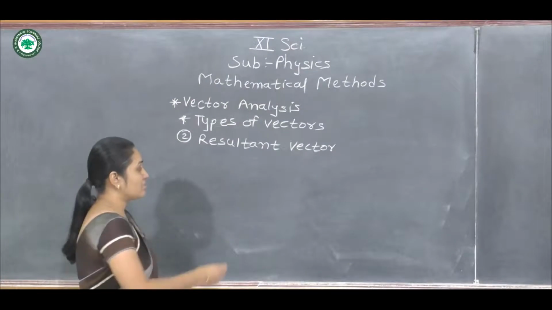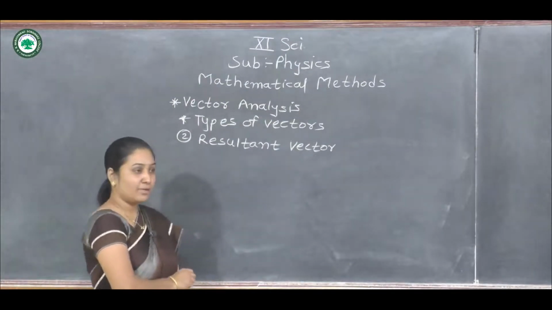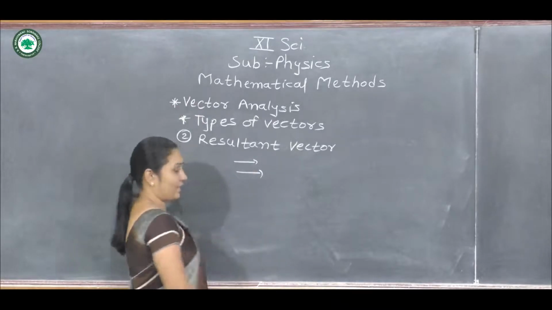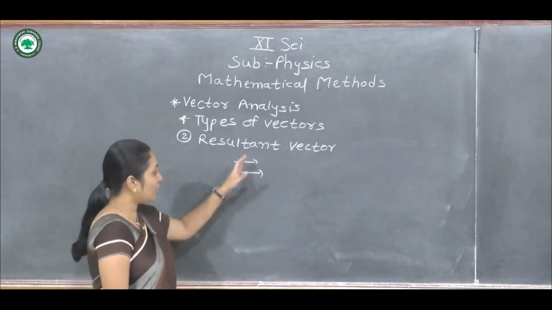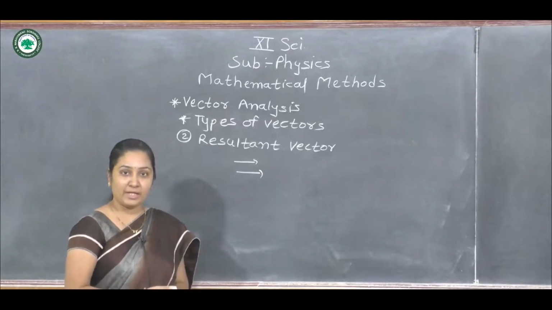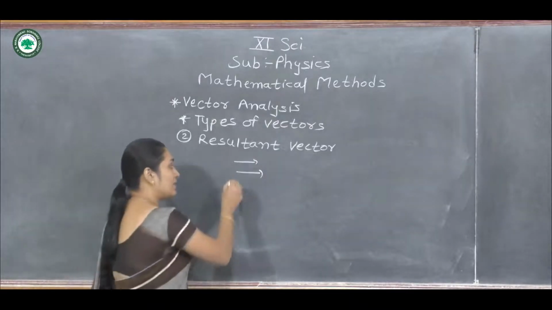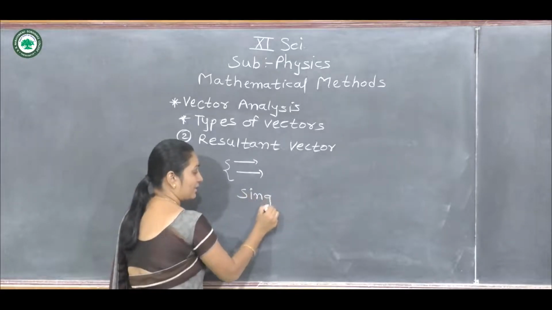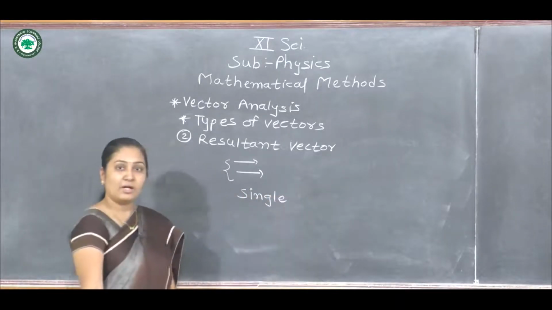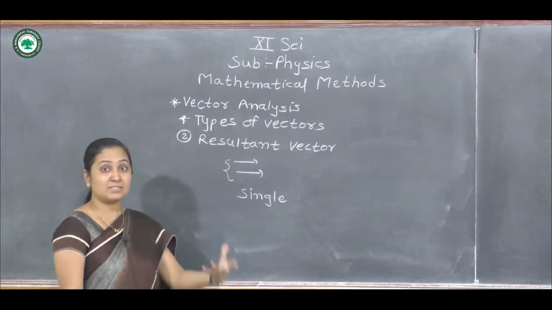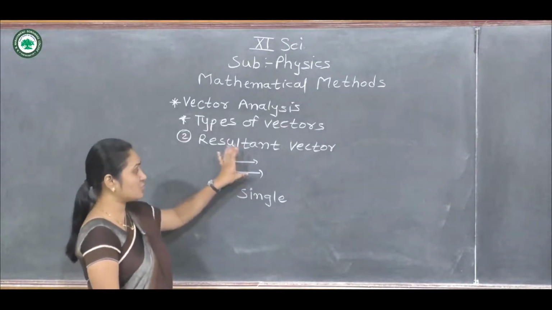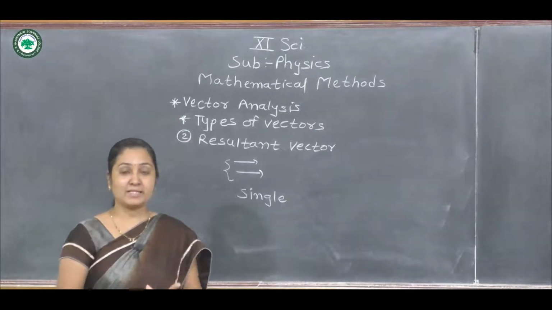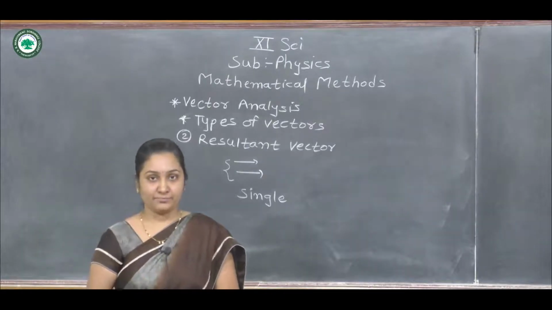So in the case of a resultant vector, this is one vector, this is another vector. If these two vectors are moving, then the resultant of these two vectors is a single vector which gives the resultant effect of these two vectors. So this is the second type of vector, that is the resultant vector.